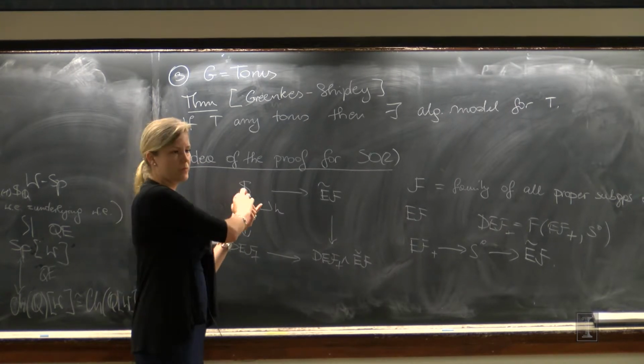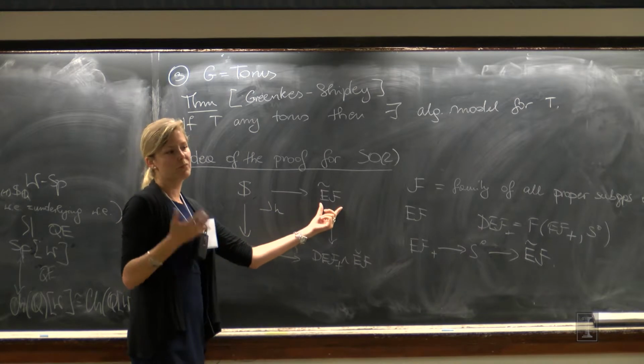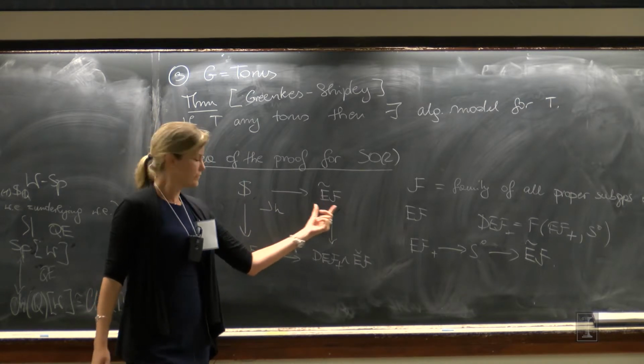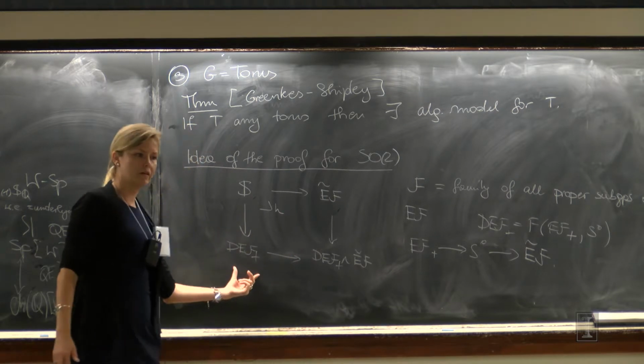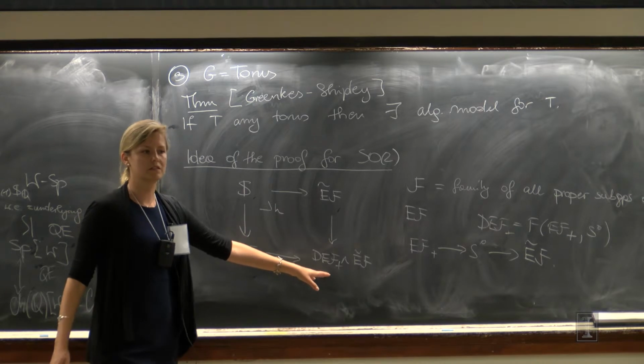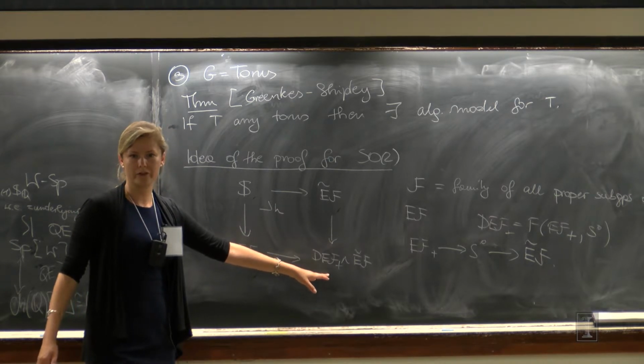So what did I do? I put some information in here. This part is going to remember the geometric fixed points for the torus. This part is going to remember the geometric fixed points for all its finite subgroups. And this part is going to tell me how to glue those two things together.